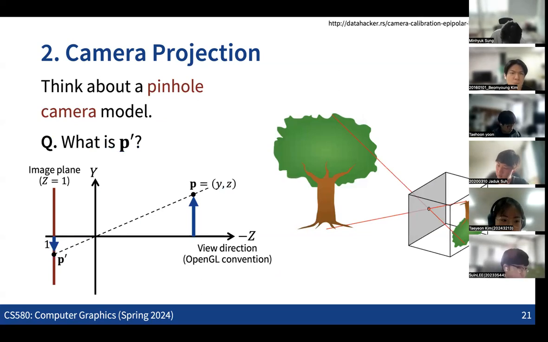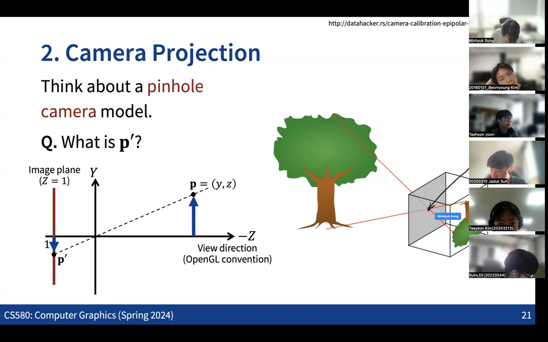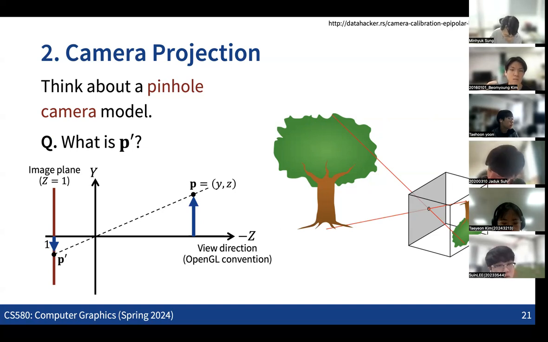Actually, there can be more precise ways to model the camera capturing. But let's think about the simplest case, which is the pinhole camera model. This is the case where we assume that we have a very tiny hole in a box, through which we project everything in 3D onto the 2D plane like this. So let's think about how we can model this in mathematical form.